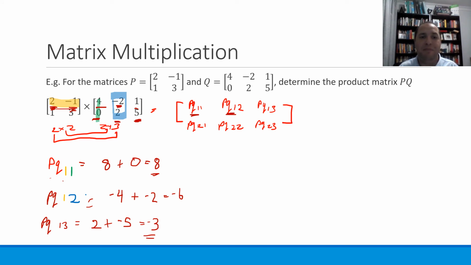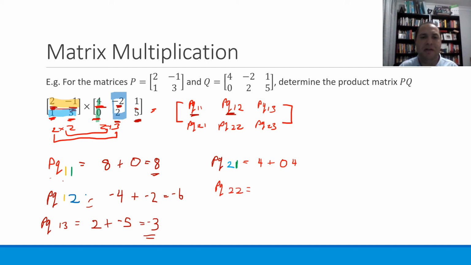Now moving on to the row below, let's do PQ row 2, column 1. So this time, instead of multiplying by row 1, we're now going to multiply by row 2, which is this one here. And once again, we'll just match them up and multiply it out. So we'll have 1 times positive 4 gives us 4. 3 times 0 gives us 0. Add them up. And then we can work that out for the rest of our equations.